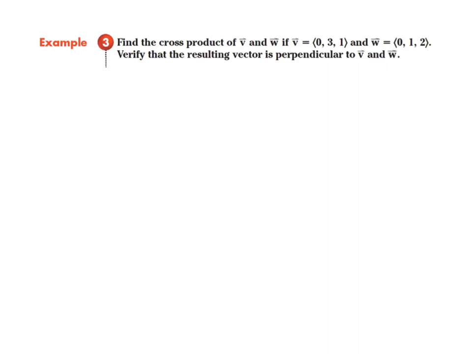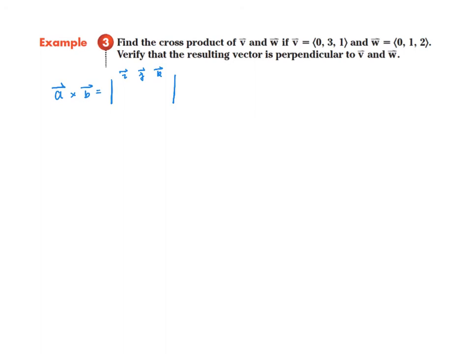Example 3 wants us to find the cross product of V and W, which are given here, and we need to verify that your answer, your final resultant vector, is perpendicular to V and W. The first step, we want to write out A cross B. Just put these two vectors on top of each other. We know that the first number we use I to represent, the second number we use J, and the third one we're going to use K.